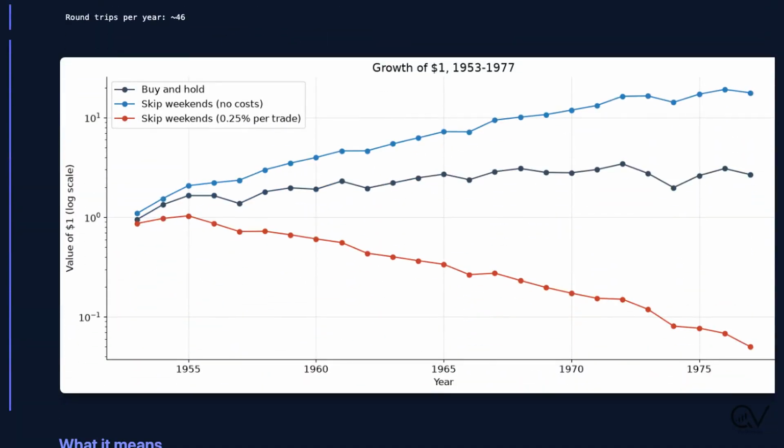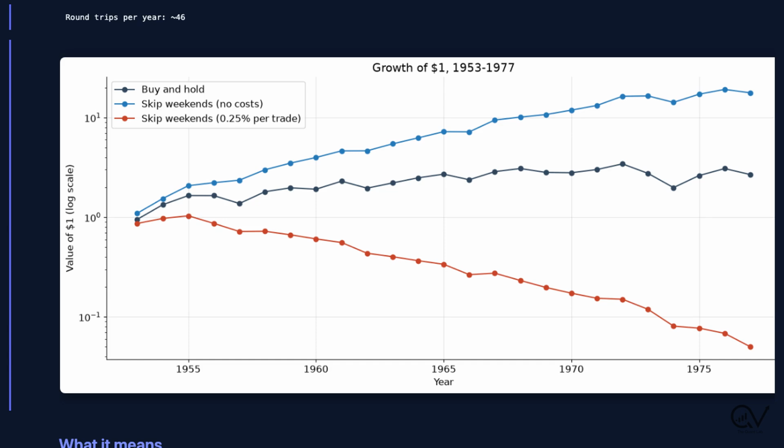And there is the lesson. Gross of costs, the strategy is spectacular. Our numbers, 12.9% against 5.5%, almost exactly match French's split. The blue line runs away from the gray one.